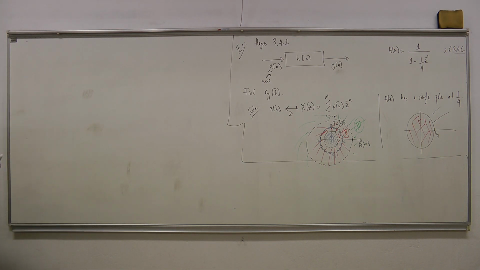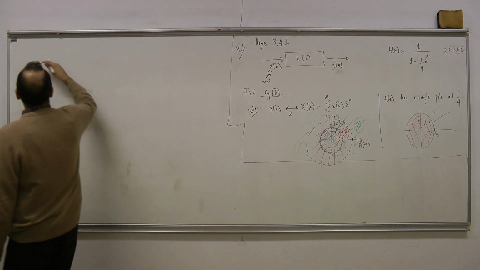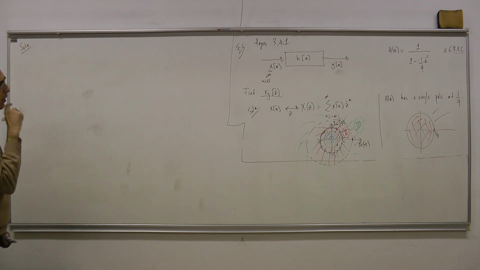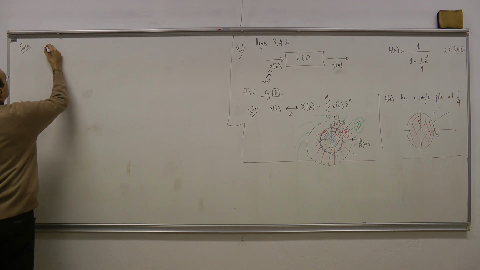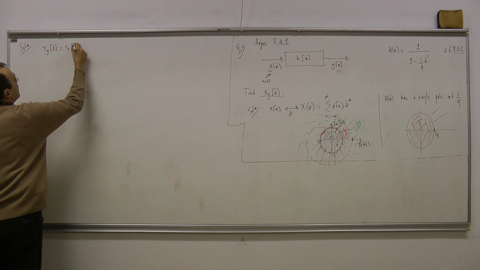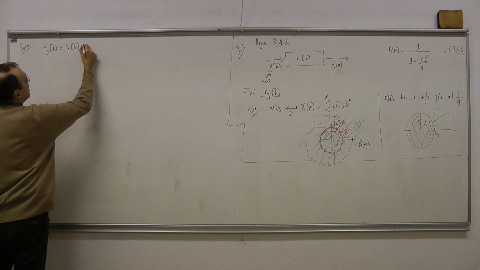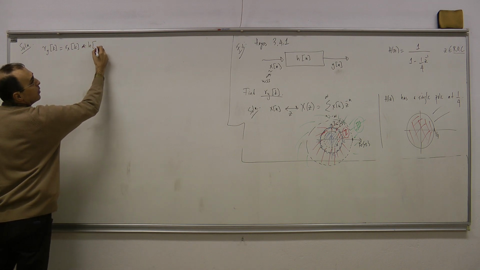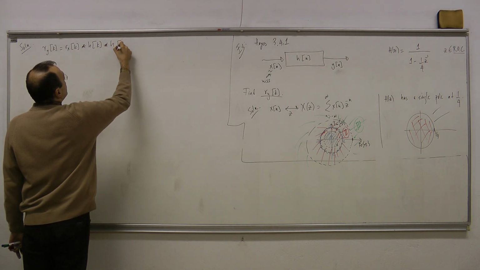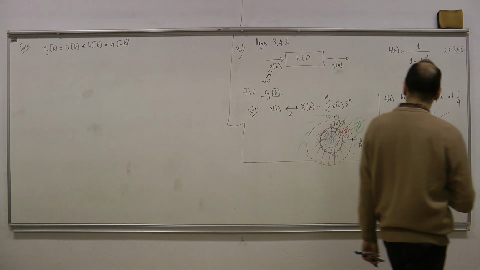So what was I going to do? I was going to calculate this Ry of k. So let me start the solution. How can I calculate this? Ry of k is Rx of k, which I don't know anything about x, convolution with h of k, and convolution with h of minus k.